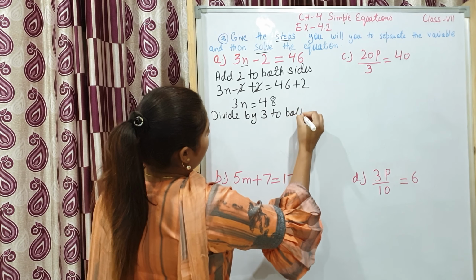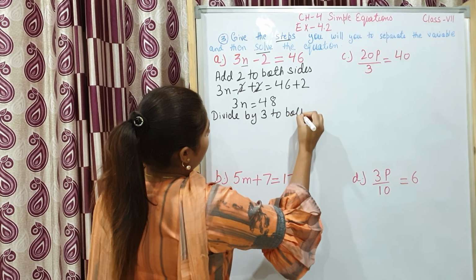Now 10 and p are multiplying each other. We will do the division. Divide by 10 to both sides. 10p upon 10, 90 upon 10. 10 cancel out, 0 cancel out. So the value of p is 9. So p is equal to 9 is the solution of this equation.